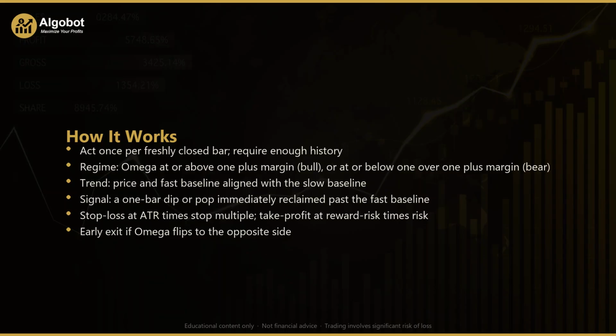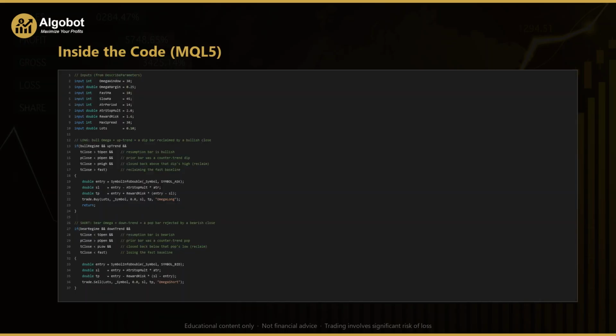Trading always involves risk. Let's read the core of this expert advisor the way it appears in MetaEditor. At the top are the input parameters, drawn directly from the strategy definition. OmegaWindow sets the lookback for the gain versus loss ratio, and OmegaMargin sets how decisively skewed that ratio must be before a regime counts. Fast MA and slow MA define the two baselines, with the fast baseline acting as the reclaim reference and the slow baseline defining the trend side. ATR period, ATR stop multiple, and reward risk govern the volatility-based stop and the reward-to-risk target. Max spread filters out costly conditions, and lots sets the order size.